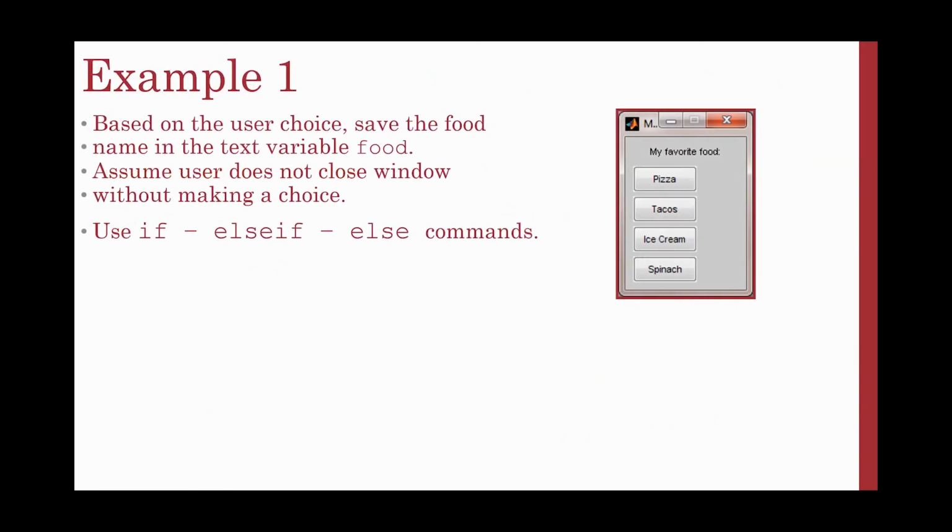So let's look at an example here. Based on the user choice, we want to save the food name. So we want to save it in the variable food, and we want to assume the user does not close the window without making a choice. So we're going to use some if else commands.